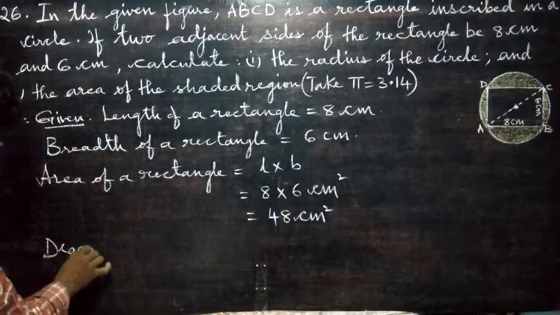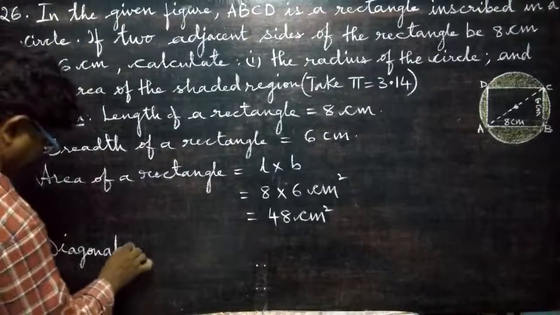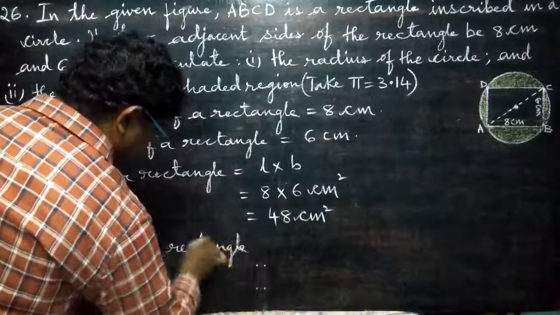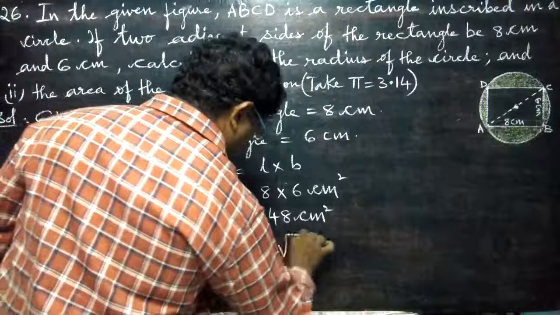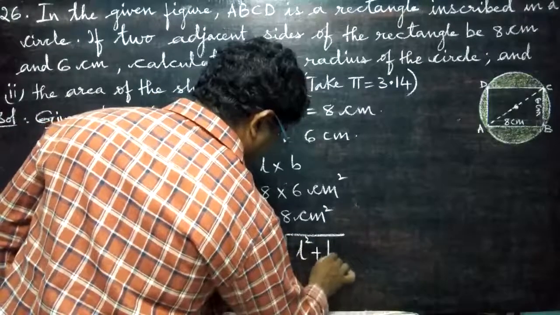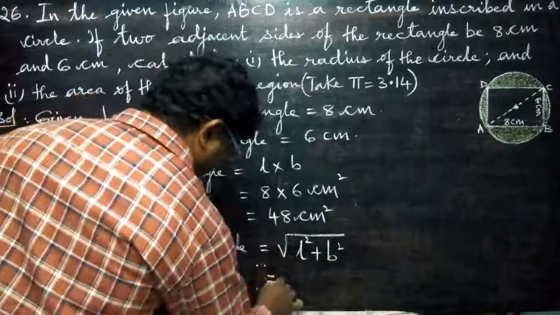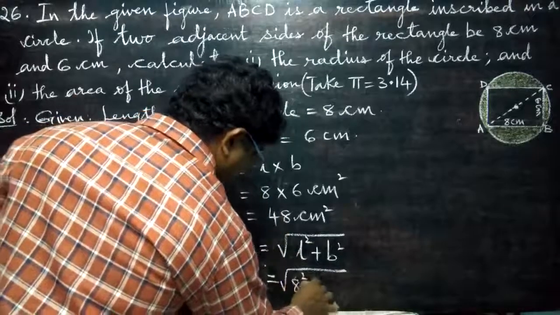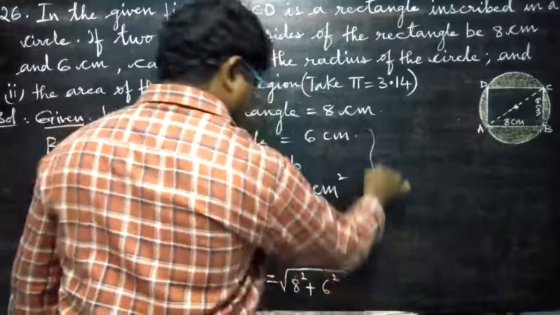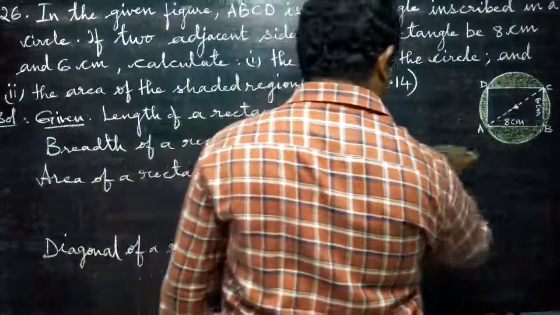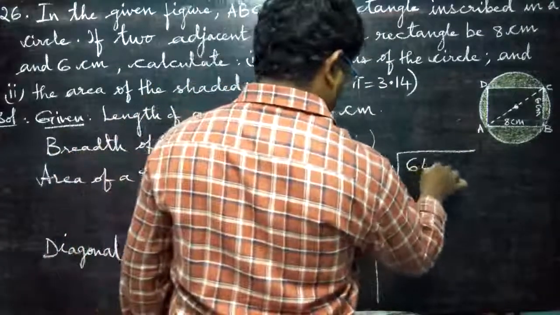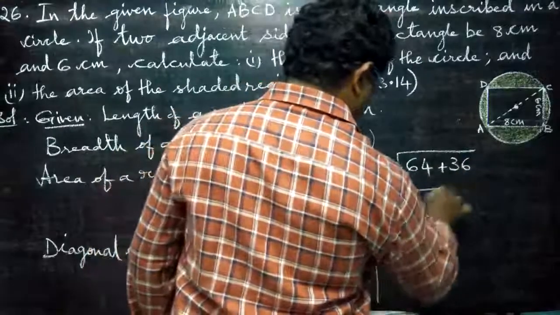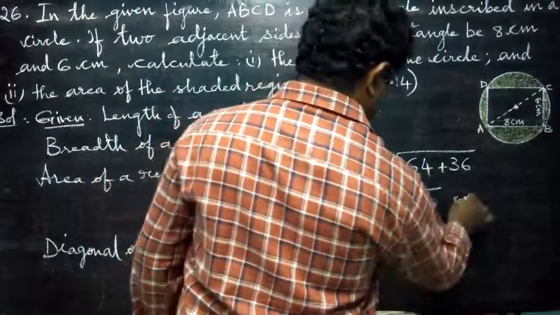Now, diagonal of a rectangle. What is the formula for diagonal of a rectangle? Square root of L square plus B square. That is equal to square root of 8 square plus 6 square. That is equal to square root of 8 8s are 64, 6 6s are 36. If you add, you will get 100 centimeters.